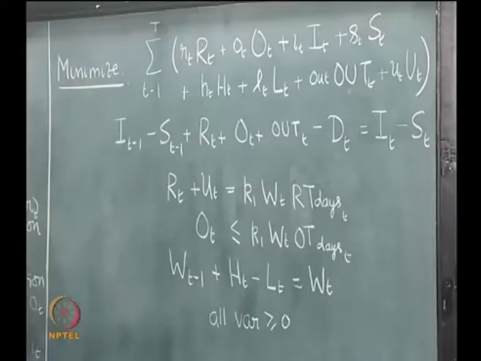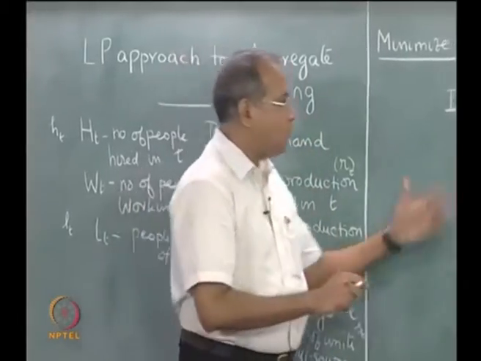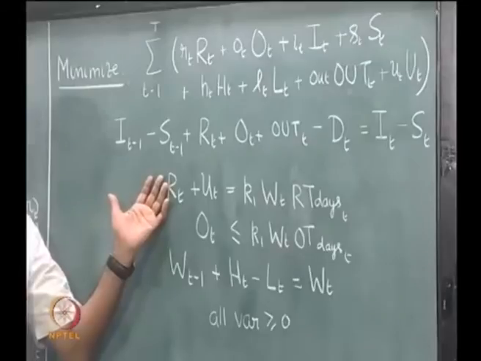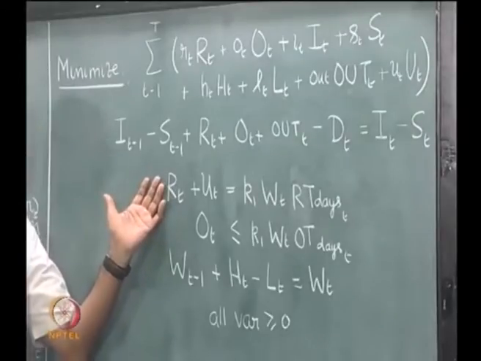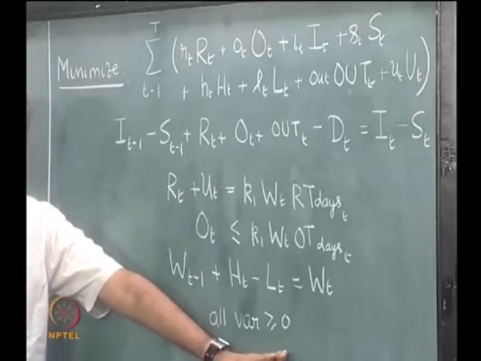Now, let us go back to that spreadsheet and see what is the optimal solution for that particular example when we solve it using this linear programming formulation. It is a linear formulation because all variables are greater than or equal to 0.